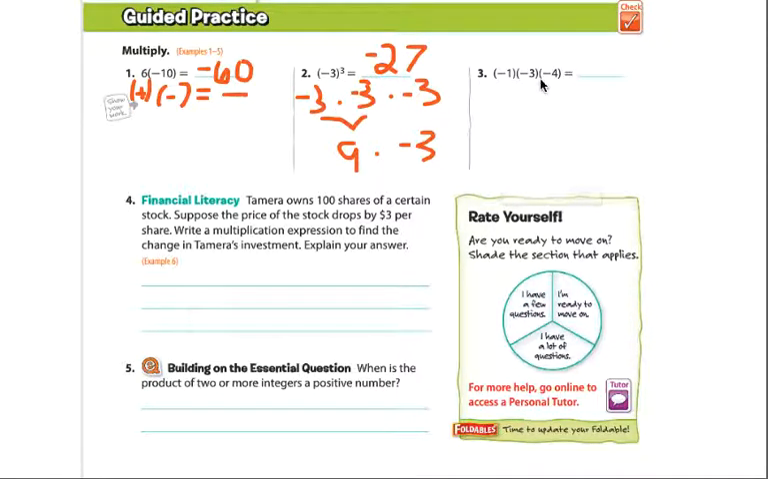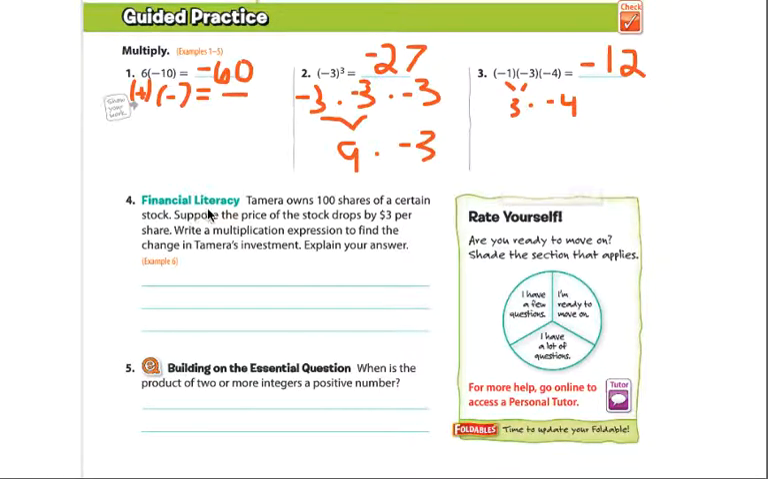All right, here we go again. We have 3 negatives. So you know what? Let me just go ahead and skip a step. Because I know that if I have 3 negatives, or an odd number of negatives, my answer is going to be negative. So 1 times 3 here is going to give me a positive 3. Times negative 4, that's going to give me a negative 12. So my answer should be negative 12.